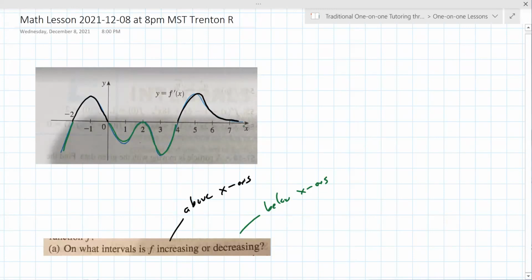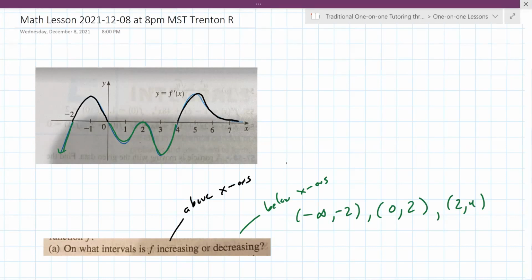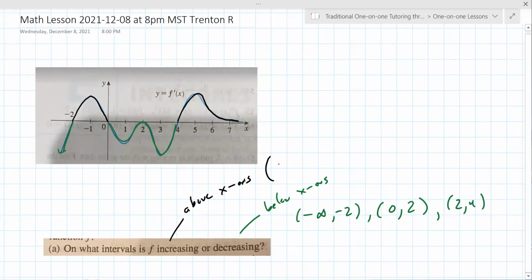So now we actually got to give the intervals of that. Let me do the below. We assume this goes forever. So it's minus infinity to -2, comma 0, comma 2, comma 2, comma 4. I've excluded 2 because it's touching there at that point, so it's not really there. And then above is -2 to 0, comma 4 to infinity, because we assume that goes out forever.